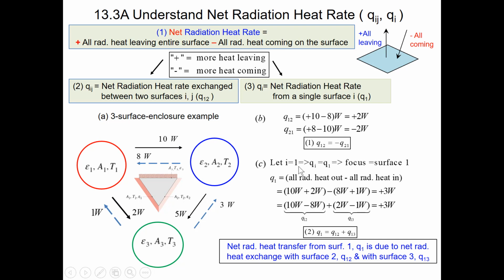C. Let i equal 1, which means we focus on surface 1. According to the definition of net radiation heat rate, Q1 represents all radiation heat out minus all radiation heat in. It also represents that the net radiation heat exchange from surface 1 is due to net radiation exchange with surface 2 and with surface 3.